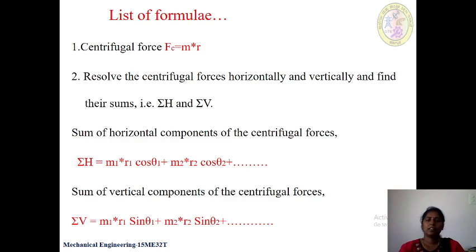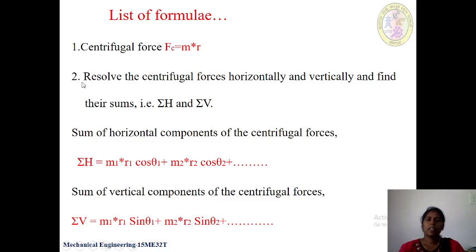List of formulae. These are all the formulas. In the last sessions also we used them to solve problems on balancing. First one, centrifugal force Fc is equal to the product of mass and radius. For example, in a system, if four masses are acting, Fc1 is equal to m1 into r1, Fc2 is equal to m2 into r2, Fc3 is equal to m3 into r3, Fc4 is equal to m4 into r4.